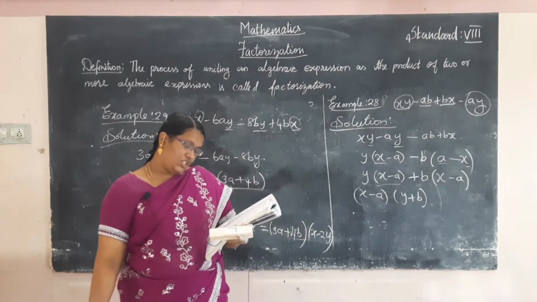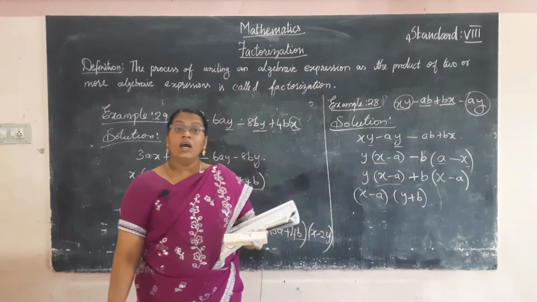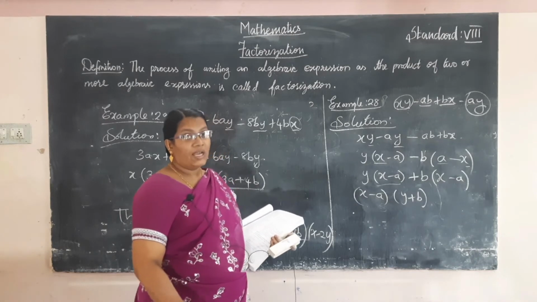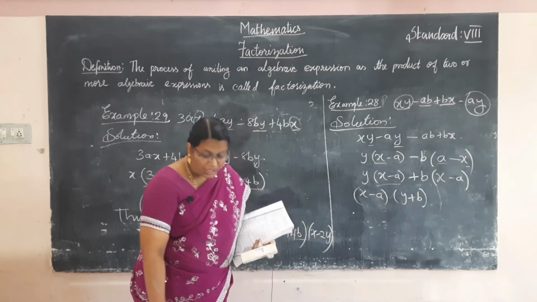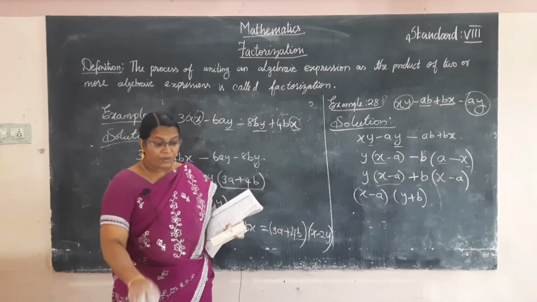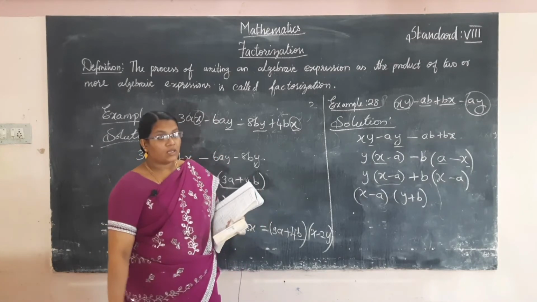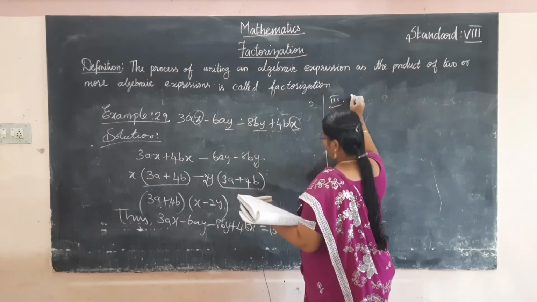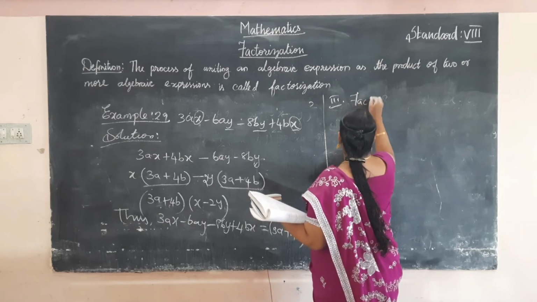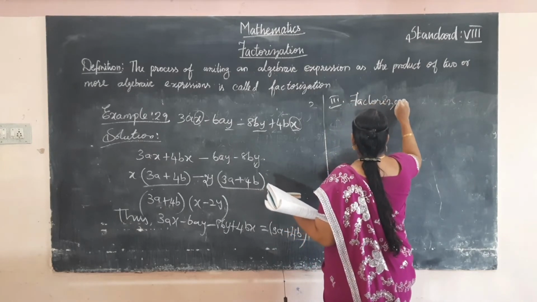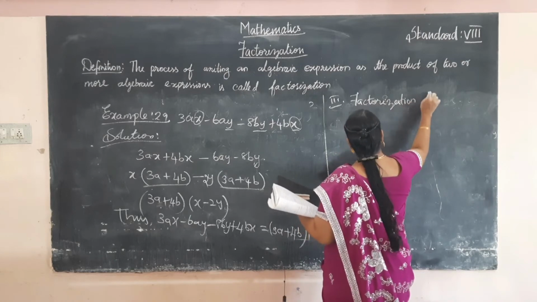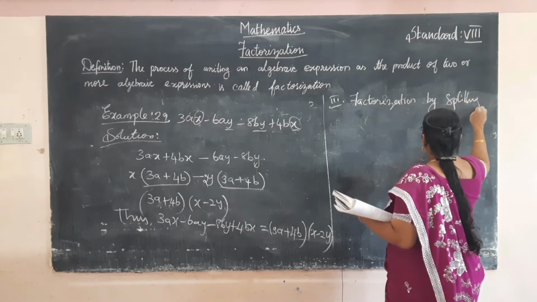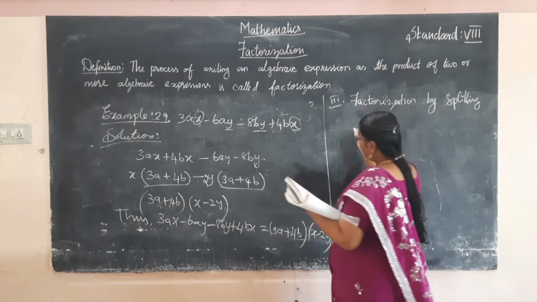And the third one, factorization by splitting the middle term of the trinomial. The quadratic is of the form ax² + bx + c. What is the form of the quadratic equation? ax² + bx + c. Third type: factorization by splitting the middle value.